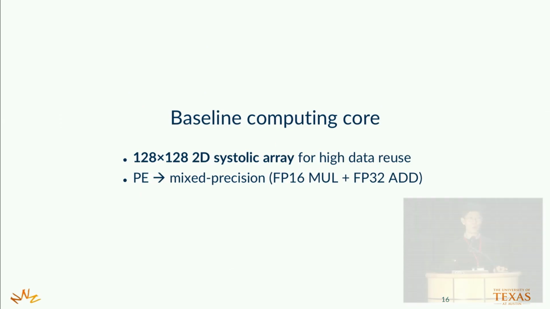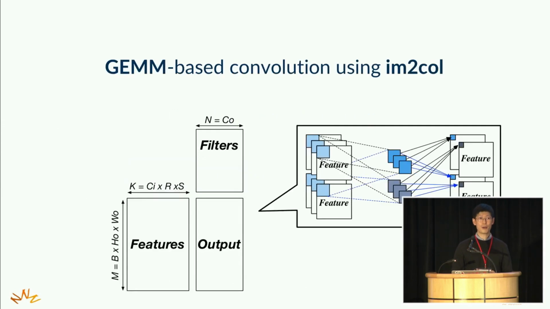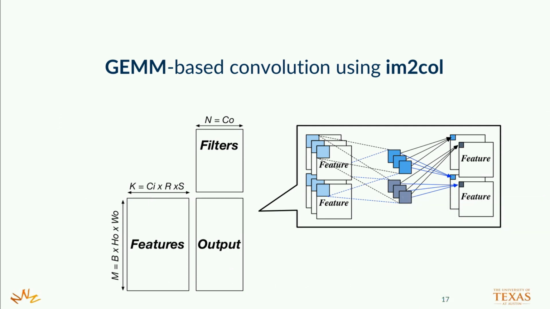Before getting to the parallelism issue, let me briefly describe the baseline computing core that we used for MBS. We use a 128 by 128 2D systolic array for high data reuse, which is the same configuration as recent TPUs. Each processing element in this systolic array uses mixed precision floating point multiplication and add operations. We first convert the convolutions into a GEMM, a general matrix-matrix multiplication, for efficient execution on data parallel architectures such as the systolic array, using image to column.